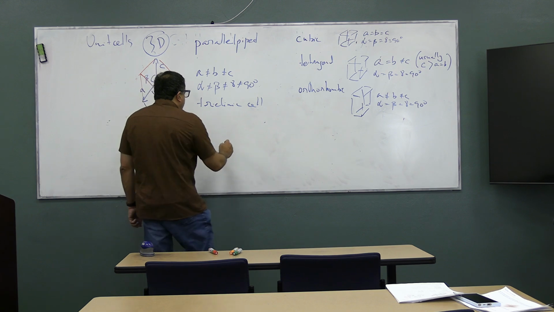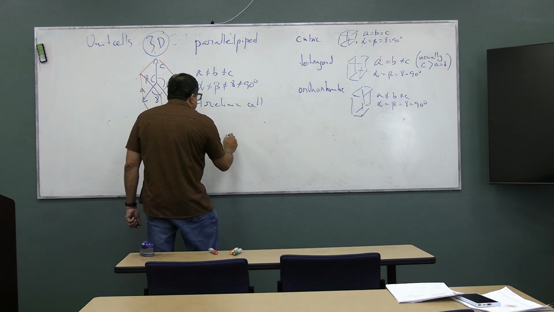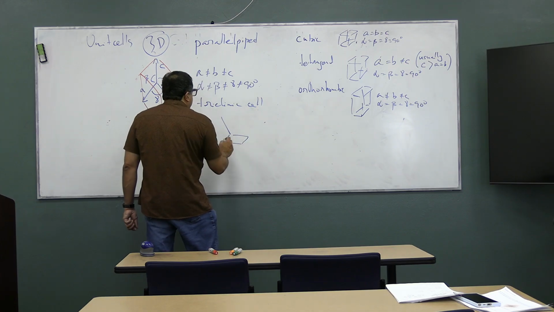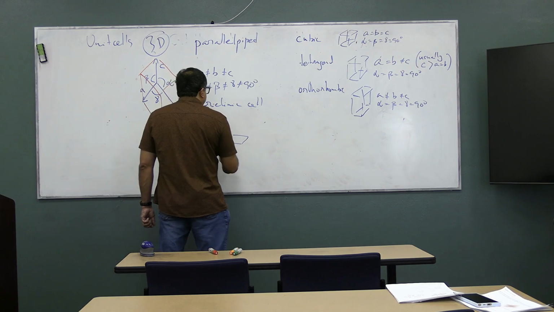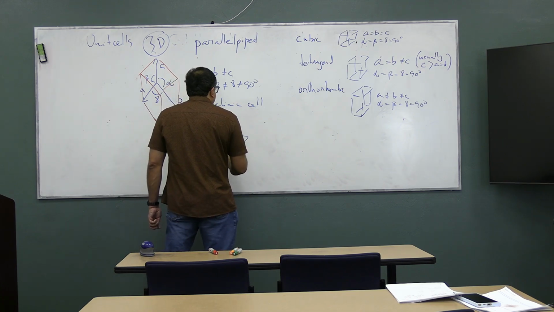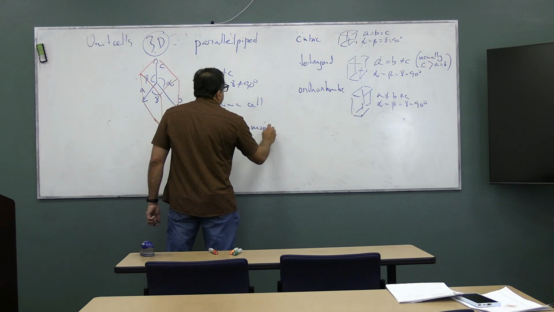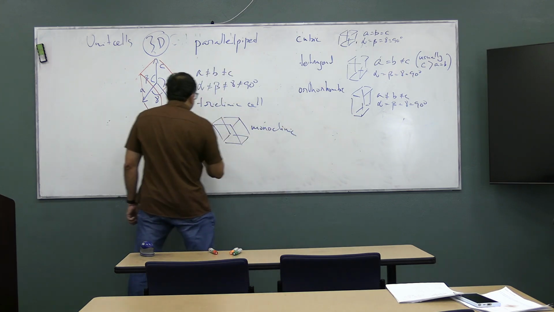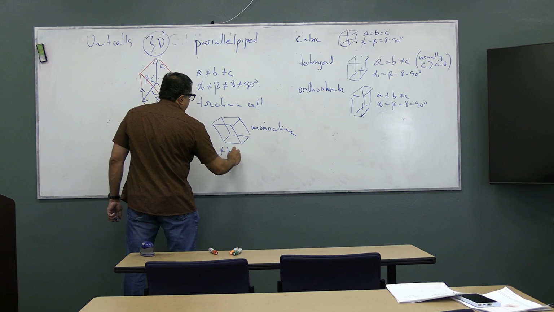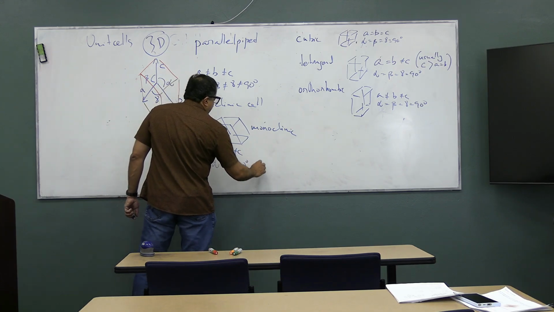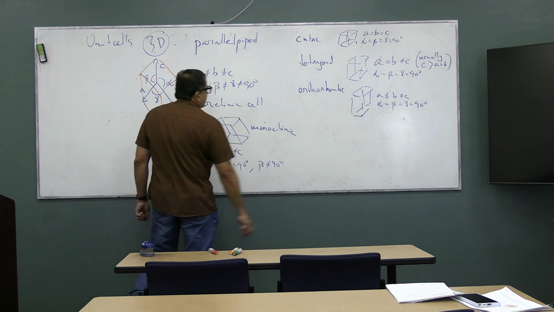Related to triclinic is monoclinic, where one of the angles is not 90. It typically has a rectangular base, but one of the angles goes off. This is a typical monoclinic cell. Typically in monoclinic, A is not equal to B, is not equal to C. Alpha is equal to gamma is equal to 90 degrees. Beta is not equal to 90 degrees.